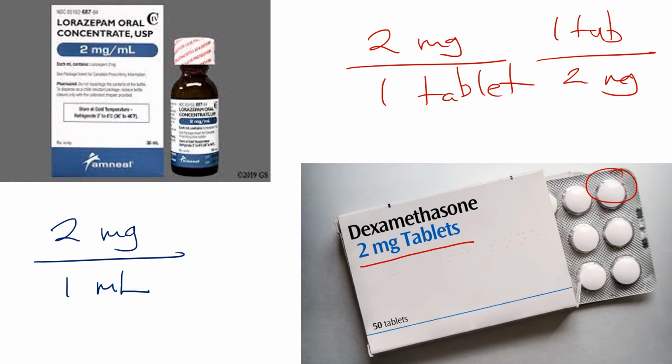Either one of those would have been acceptable, or 1 milliliter over 2 milligrams. I do strongly recommend making sure that you pay attention to your labels. What we have here, milligrams, milliliters, tablets, those are going to be very, very important when we get to our proportions and when we start talking about converting back and forth in proportions and doing dosage conversions.